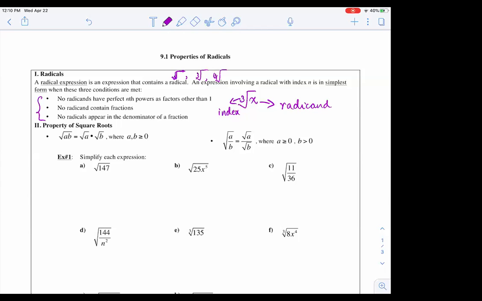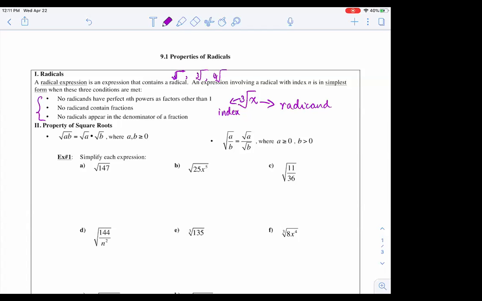Okay, the next thing is, how do you know if a radical expression is simplified? How can you tell if it is simplified? So the 3 bullet points are the things that you're going to check to see if your radical is simplified or not. You cannot have any perfect squares sitting inside the radical. That's number 1. There should not be any perfect squares or perfect powers sitting in the radicand.